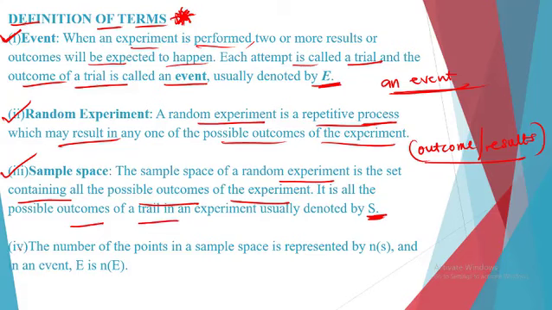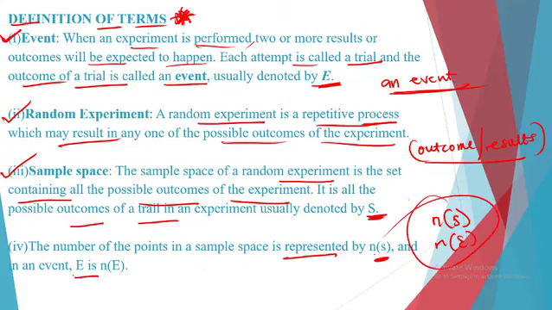So we have that the number of the points in a sample space is represented by n of S, and in an event, E, it is n of E, that is, the number of points in E. Remember, we said that E means event, and S means sample space. So the number of points in a sample space is represented by n of S, and the number of points in an event is represented by n of E. So in case you see these two things.